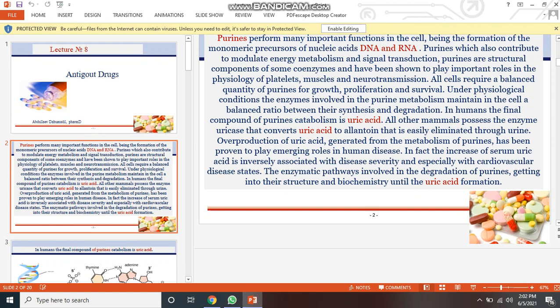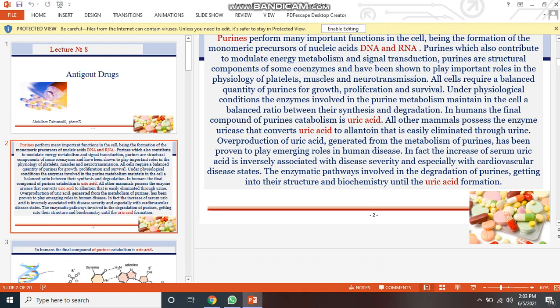Under physiological conditions, the enzymes involved in purine metabolism maintain a balanced ratio between their synthesis and degradation, which is necessary for the maintenance of the cell. In humans, the final compound of purine catabolism is uric acid. All other mammals have uric acid also.